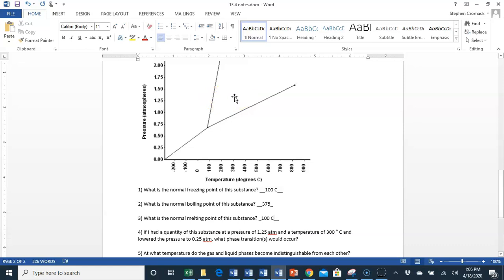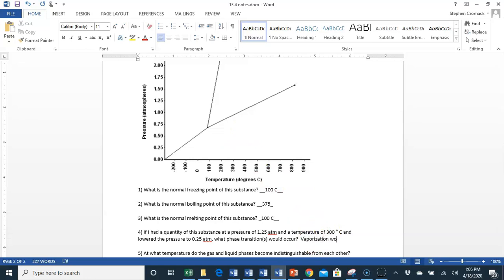Now we're going to lower the pressure to 0.25 atmospheres. In lowering the pressure, I'm going to go across this transition line from liquid to gas to get down to 0.25. So the question asks, what phase transition is going to occur? Well, we started up here in the liquid area. Now we're going to move down to gas. So liquid to gas is vaporization.